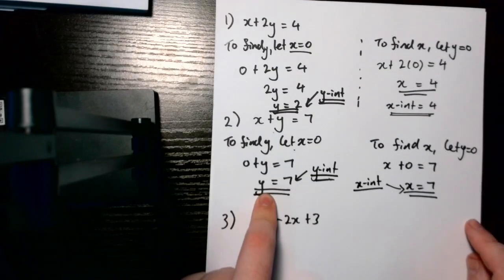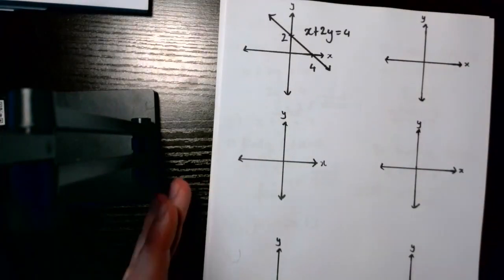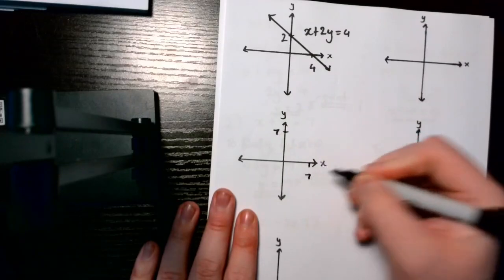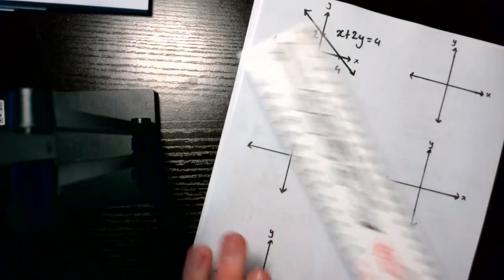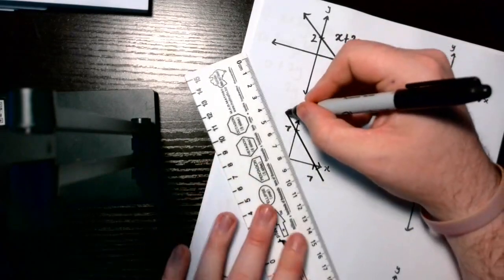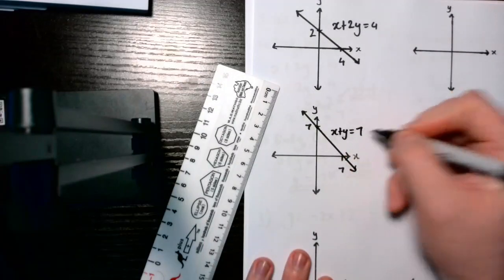All right, so now let's just add it on the graph. So our y value is going to be 7, our x value is going to be 7. We just come back to our graph here. All right, we just label our intercepts. We know y is going to be at positive 7 and x is going to be at positive 7. And then we simply just connect the dots, just like before. Okay? So this is x plus y equals 7.